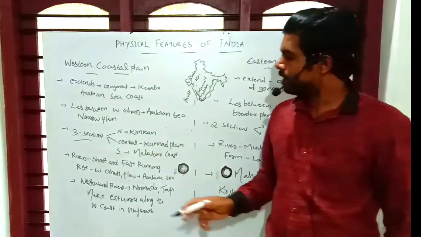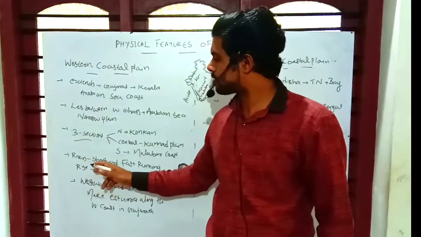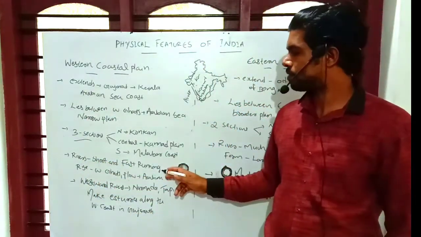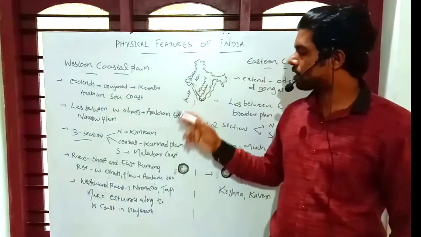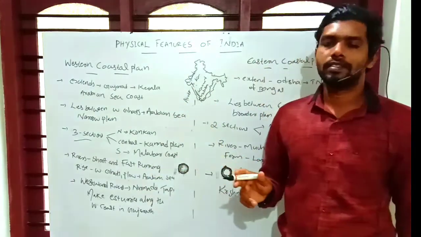The rivers of these western coastal plains are very short and fast running rivers. They rise from the Western Ghats region and flow to the Arabian Sea.